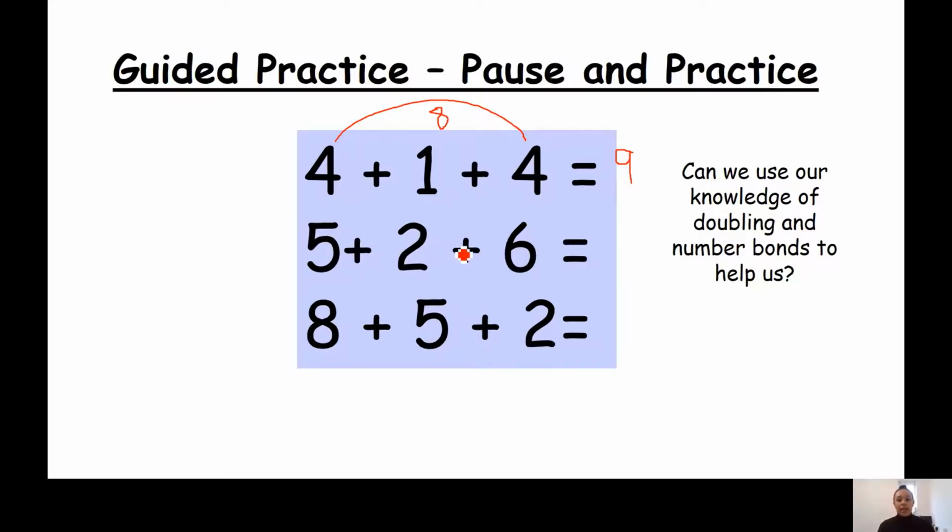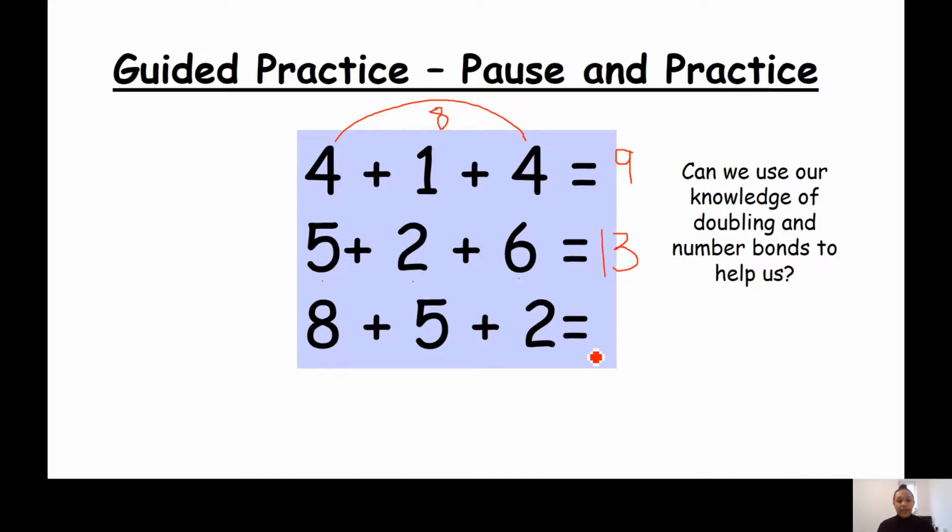5 add 2 add 6. Now looking at this number sentence, there's no numbers that I can double and I'm not really spotting any number bonds. So for this one, I might just have to count on. What I find easiest to do is to count on from the biggest number. So 6 is my biggest number. I'm going to put 6 in my head. And then I'm going to add the next biggest number, which is 5. So 6, 7, 8, 9, 10, 11. Then I need to add 2 more, 11, 12, 13. My answer is 13.